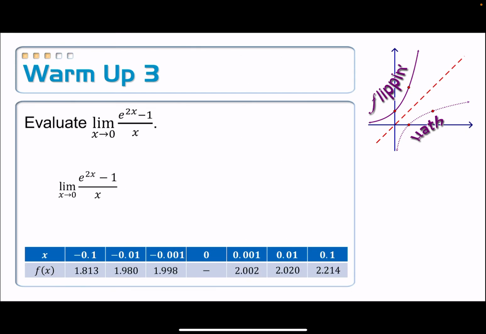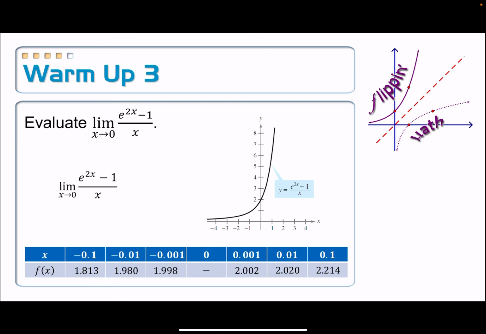Hey, well, look at this. If I look on either side of the number 0, it looks like it's approaching the number 2. Remember, whenever you take a limit as x approaches 0, we're looking to see what the graph is approaching from both sides of the number 0, and it looks like it's the number 2. Let's confirm that with a graph, shall we?